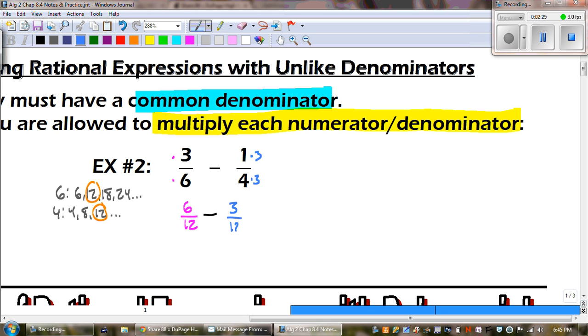And we get 3/12. So when we subtract those, 6 minus 3 is 3, and the denominator stays the same. When we reduce that, because we always reduce our answers, we get 1/4. And that's our final answer.